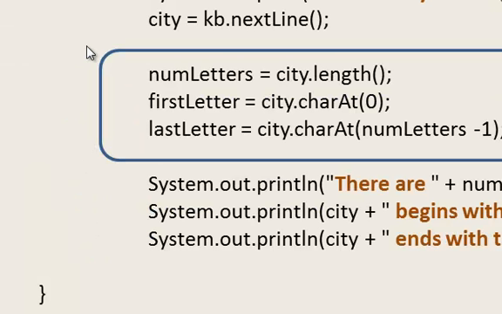So there we go. This is the solution. In our code here, after we read in the city, we store the length of the city in numLetters, the very first character in firstLetter, and the very last character in the variable lastLetter. And then we can display the values in the format specified.